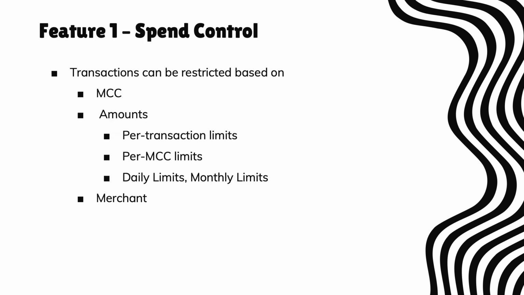Now, let's look at some specific features that are typical to commercial cards. The first feature is spend control, where the transactions are restricted based on MCC or spend limits or by merchants. Let's look at it one by one. First is MCC restriction. Let's say a purchasing card is issued to employees of a transport department within a company. Then this card will be restricted only for travel ticket related purchases, that is only to those MCCs. The other MCCs will be blocked.